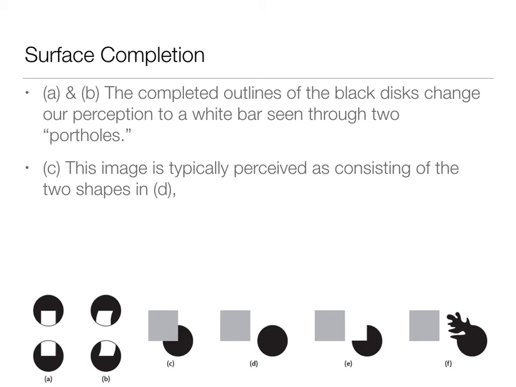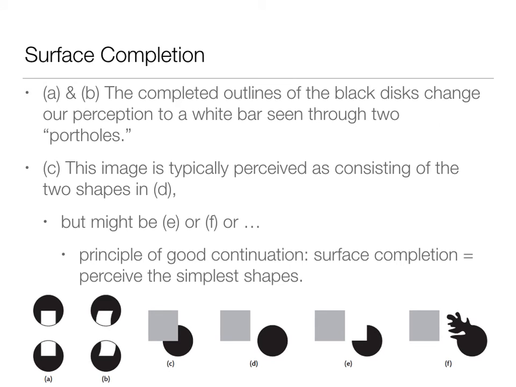We have perceptual interpolation where we perceive things that aren't there. In the case of C, it could just as likely be F, but we're not going to think it's F. It might be F, but we won't think it's F because remember that idea of simplicity. We're always going to say it's the simplest answer, and the simplest answer is D, partially because of surface completion. We're going to take those two principles and they're going to work together.